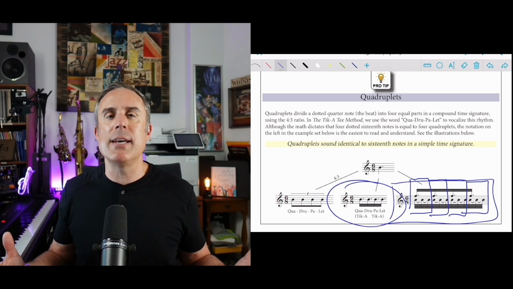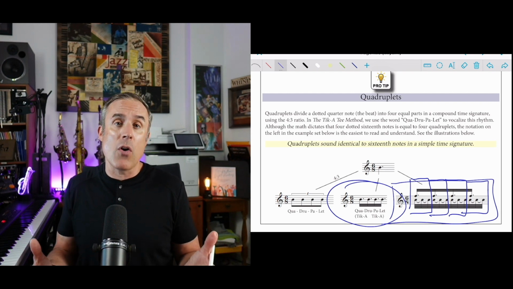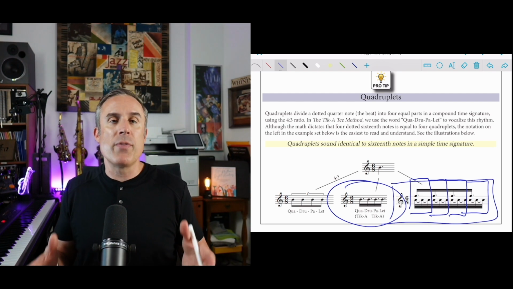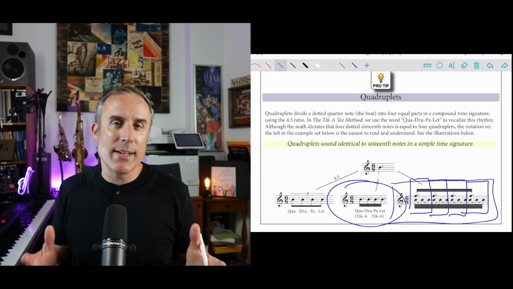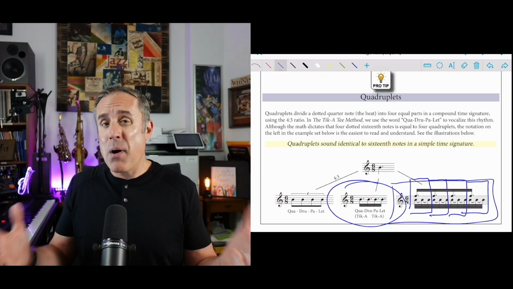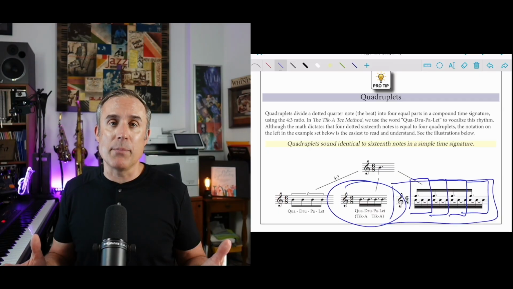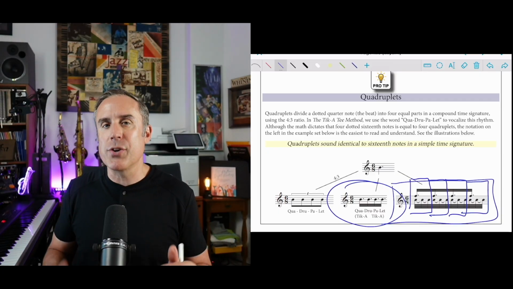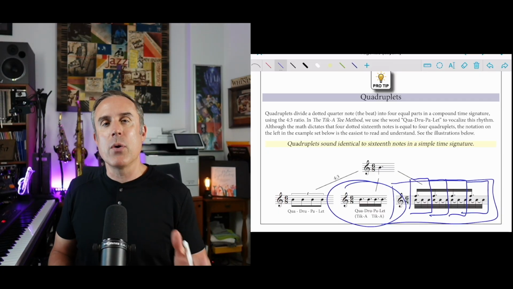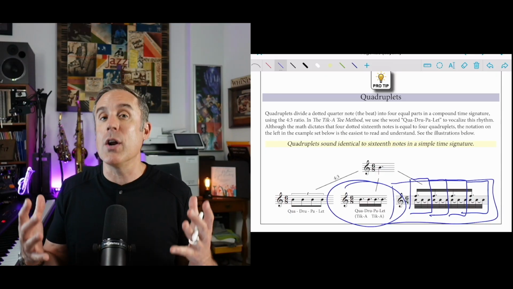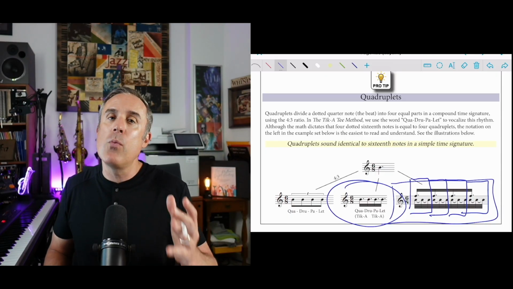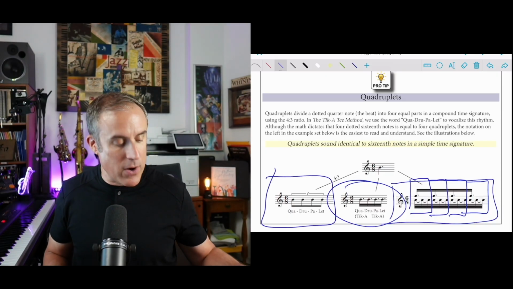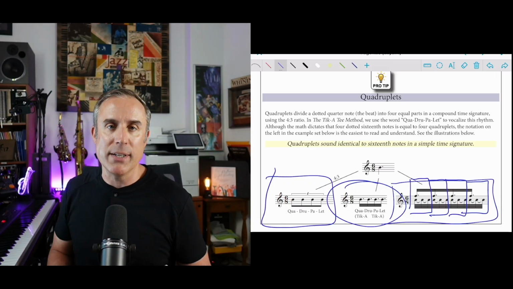Now, what would you see in music notation? Would you actually come across a 6/8 measure with a beat of 4 dotted 16th notes beamed together? Possibly. It's actually possible, but I would venture to guess that most of the time, if you're in 6/8 and they want quadruplets or that quadruplet sound, it will be notated like this one here on the left as quadruplets.